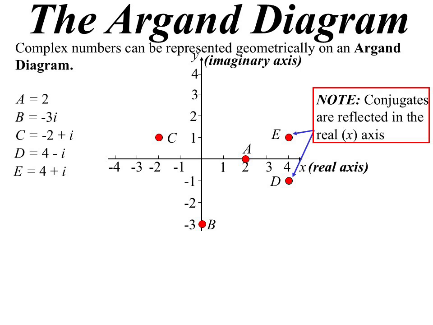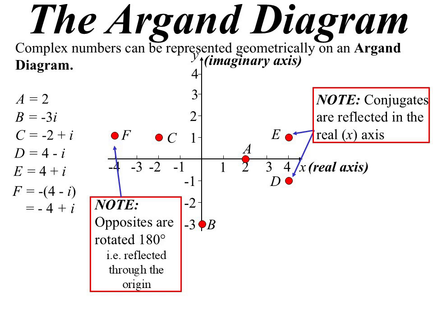How about this one? The negative of 4 minus i, so the negative of D, where will that sit? We plot that, and again we can see something interesting here too. The opposites, or the negatives of each other, the points will be reflected through the origin, which is a rotation of 180 degrees. Here I would be able to draw a line between D and F, and it would pass through the origin.